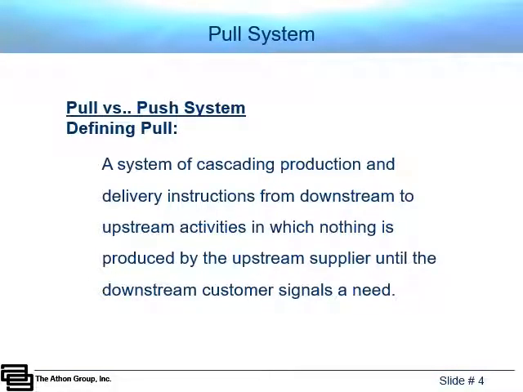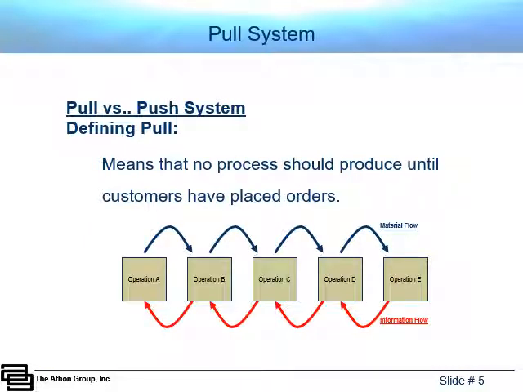Defining pull. Pull is a system of cascading production and delivery instructions from downstream to upstream, and that's the key point. The operations downstream are signaling upstream that they need replenishment materials, as opposed to a scheduling system that's just pushing things through from centralized planning. It works from downstream to upstream activities, in which nothing is produced by the upstream supplier until the downstream customer signals a need. So in a pull system, no process should produce until the customers have placed orders, whether they're an internal customer or an external customer.